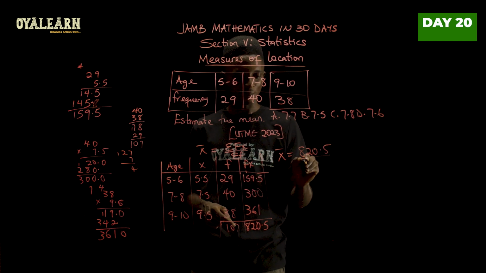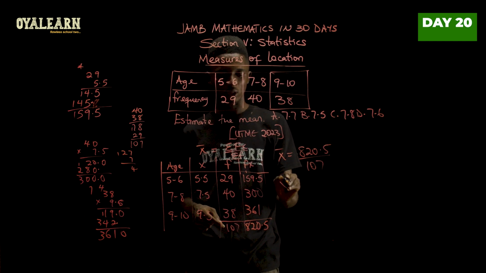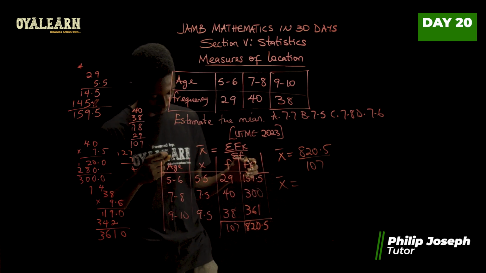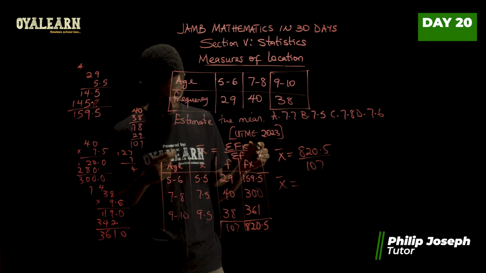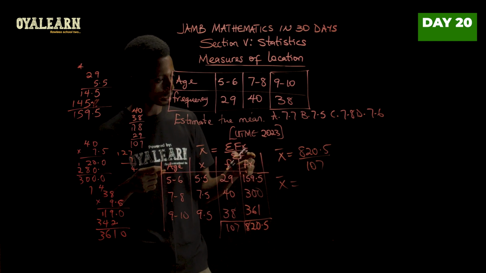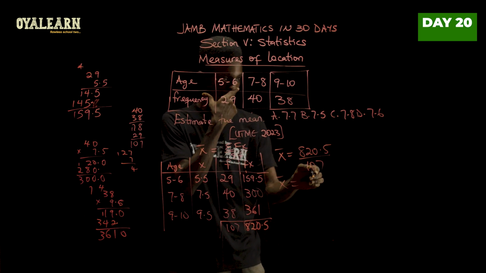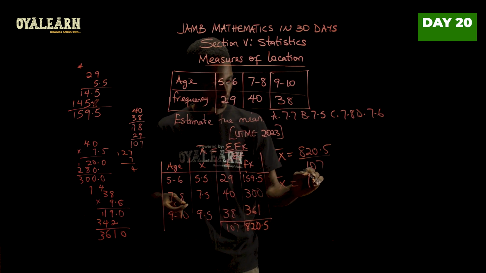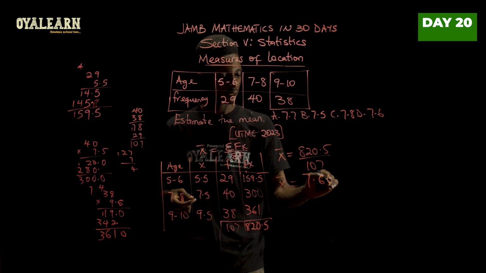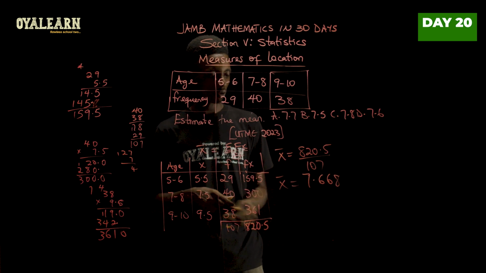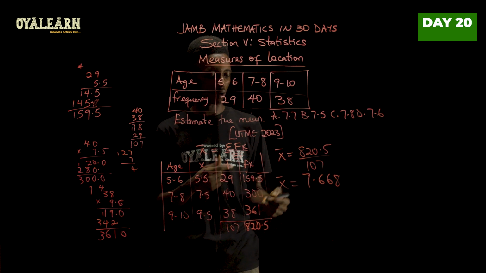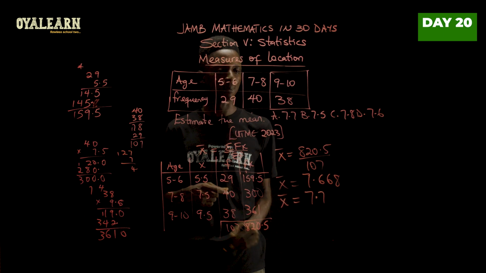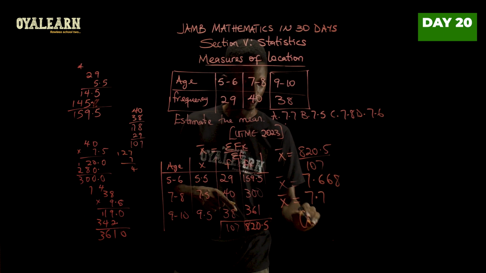So now mean becomes 820.5 divided by 107. At this point, you can just use your calculator to get this part. When we divide this, we get 7.668. So when we have 7.668, we can then approximate this, and x bar becomes 7.7 approximately. So that will be option A.